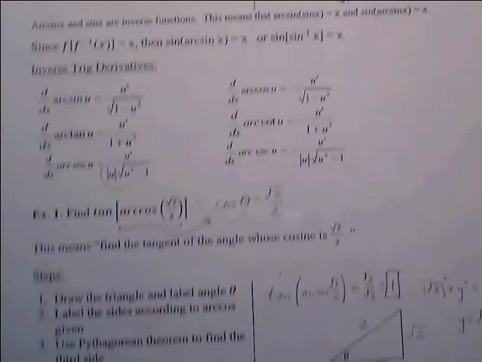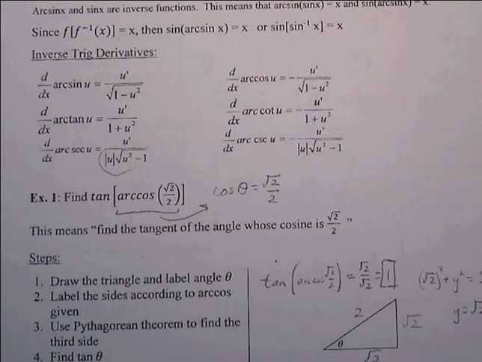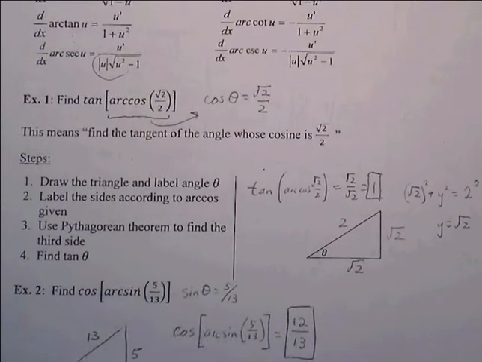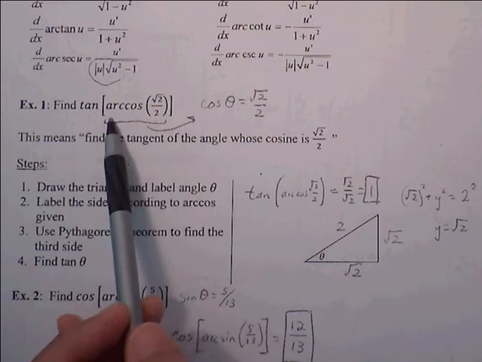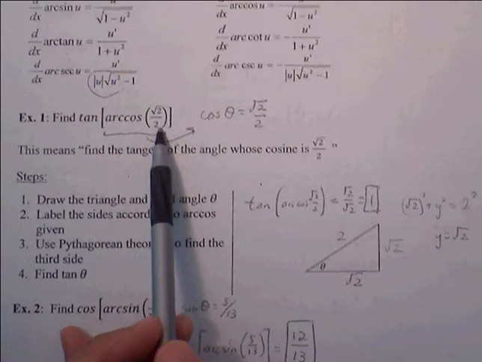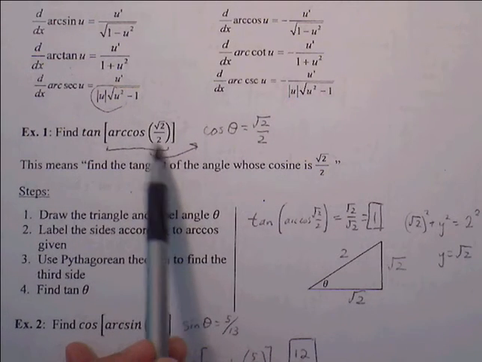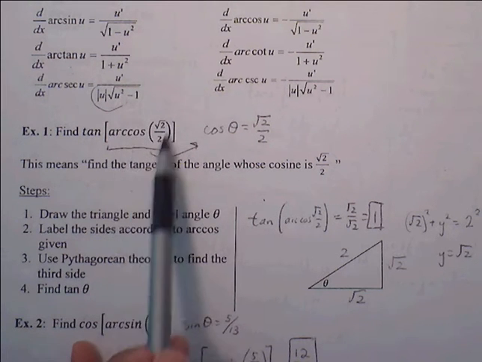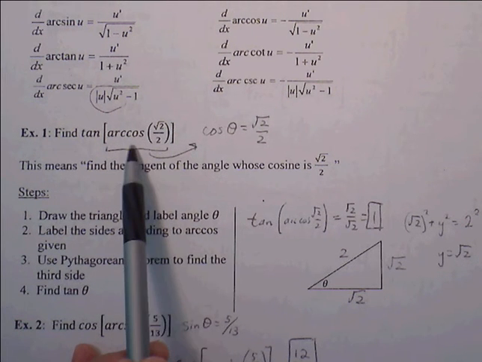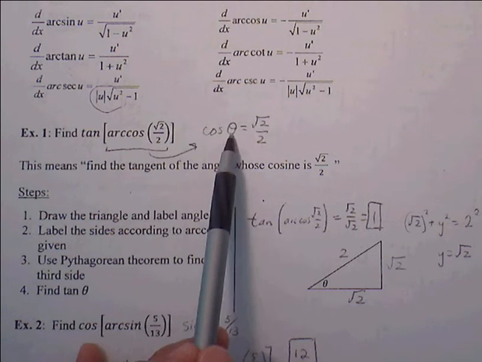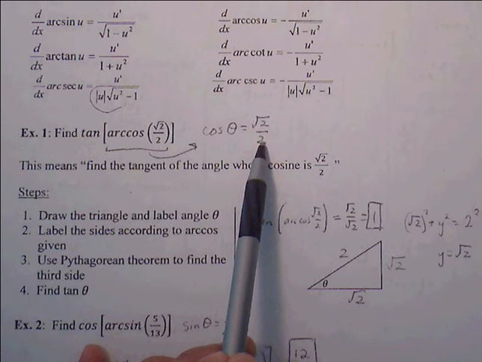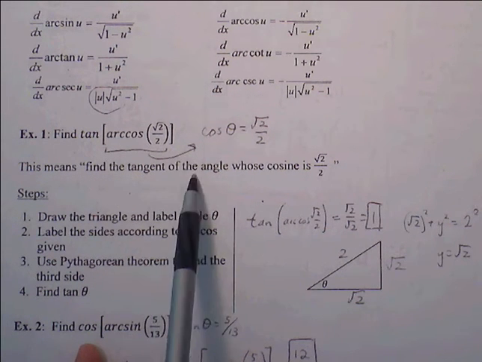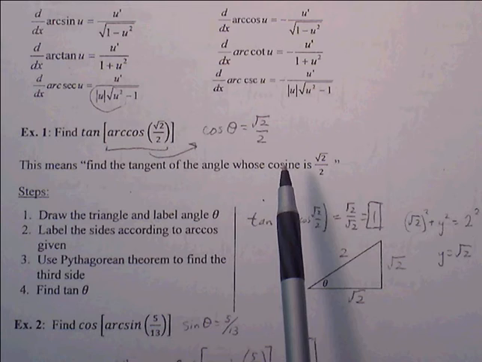All right, let's look at example 1. These are just problems that we need before we get into derivatives here. It says find the tangent of arc cosine of root 2 over 2. Arc cosine of root 2 over 2 represents an angle. Another way of writing this is cosine of what angle is equal to root 2 over 2. So this problem means find the tangent of the angle whose cosine is root 2 over 2.